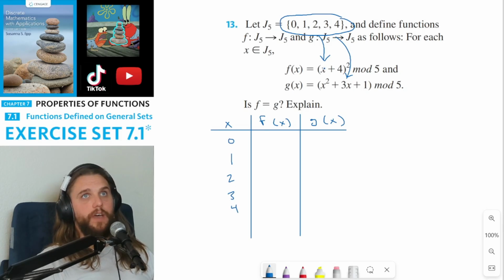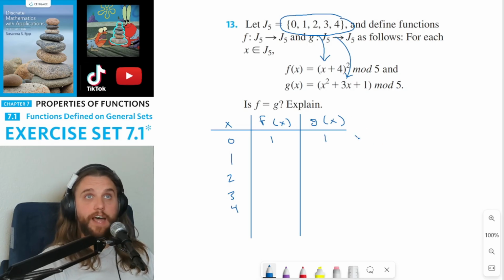So let's start with f of 0, which is what we get when we plug 0 into the function f. 0 plus 4 is 4, and then 4 squared is 16, mod 5 is 1. So f of 0 equals 1. g of 0 is 0 squared plus 3 times 0 plus 1, mod 5, which is also 1. So that looks good so far.